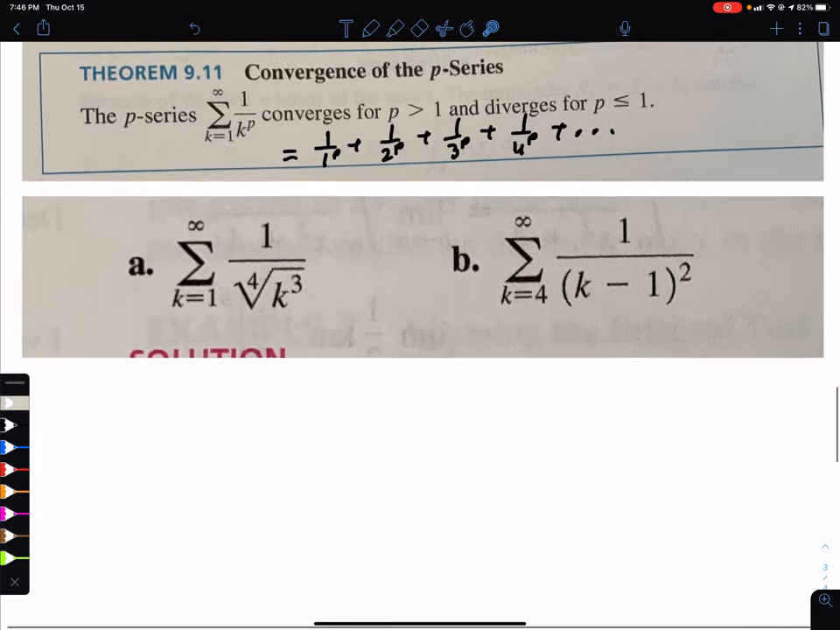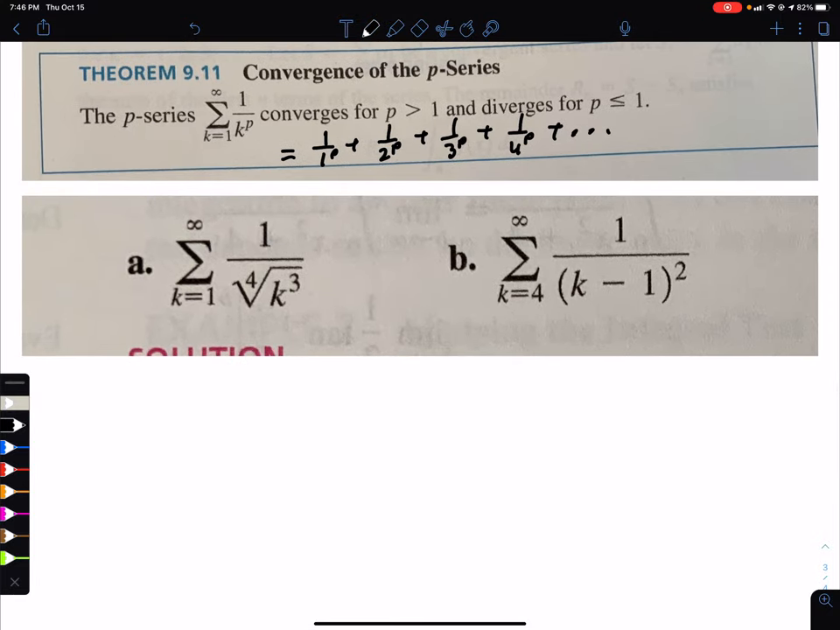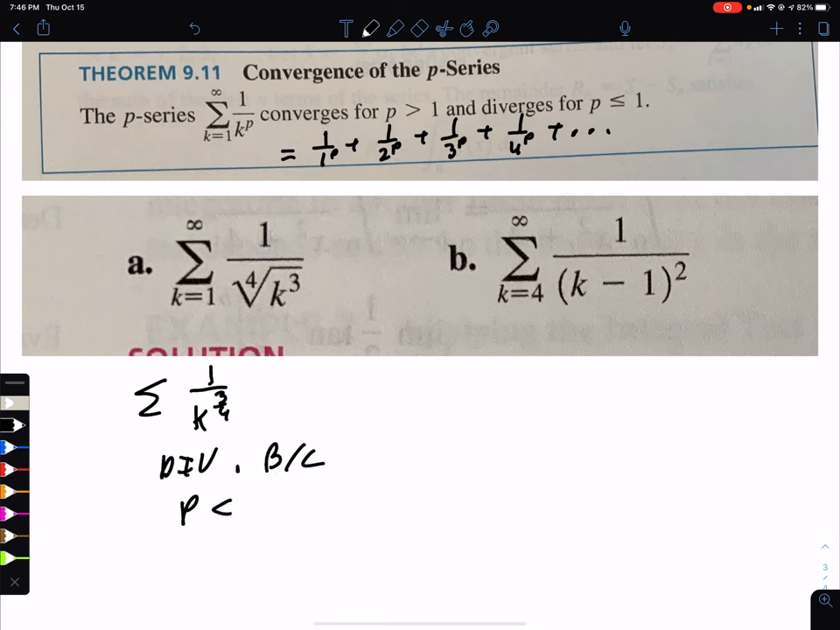So these problems are actually pretty easy. Let me rewrite this series. It's 1 over k to the 3/4. It diverges. Whoa. Diverges because p is less than 1. Okay, this one's crazy. I apologize in advance.